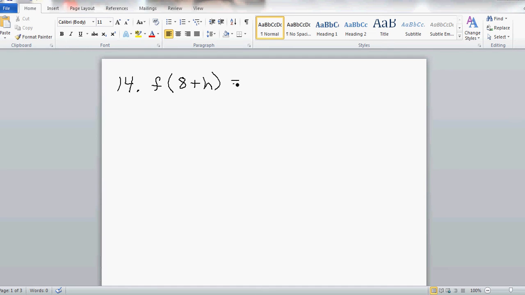Now, in number 14, it's a linear equation, so it's not going to be too much: 2 times 8 plus h, plus 5. I apologize for the slow writing, but I'm going to evaluate this pretty quickly. 2 times the quantity 8 plus h is 16 plus 2h plus 5, and adding like terms, we get 21 plus 2h.